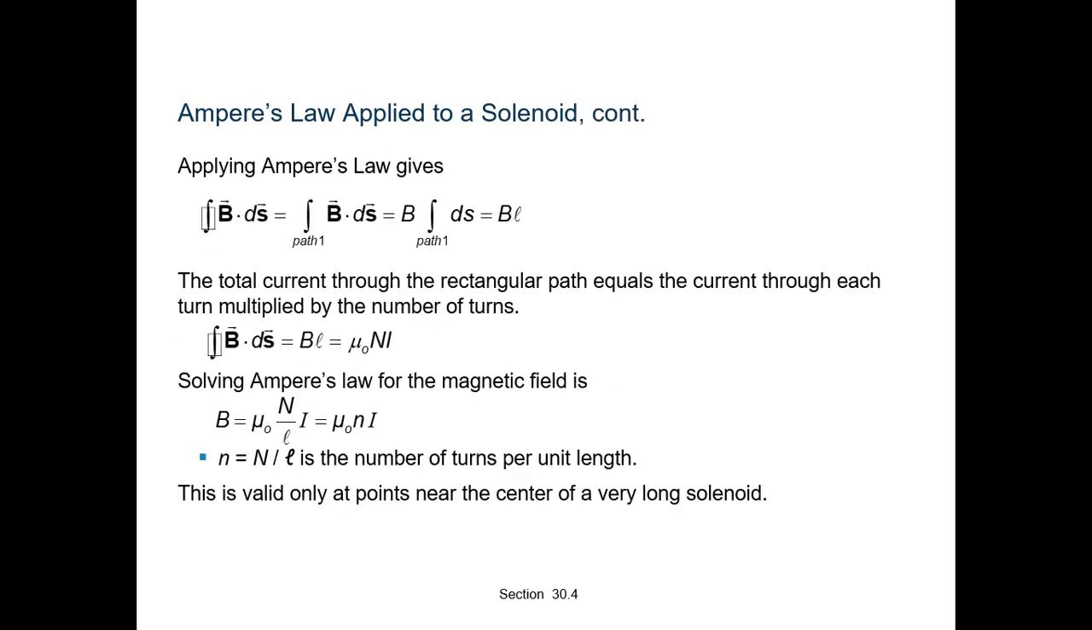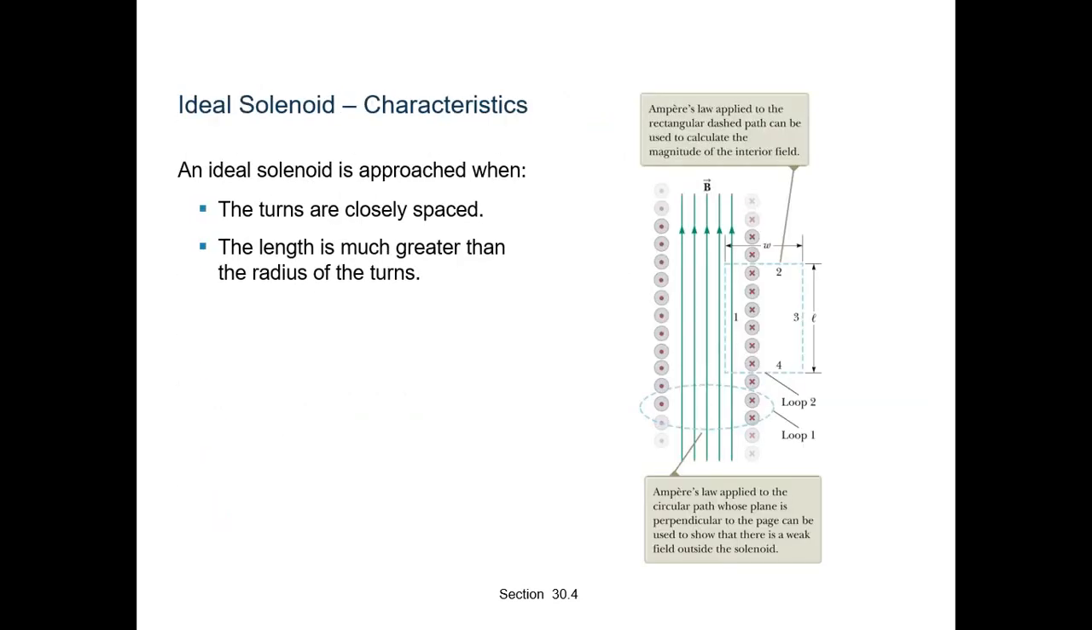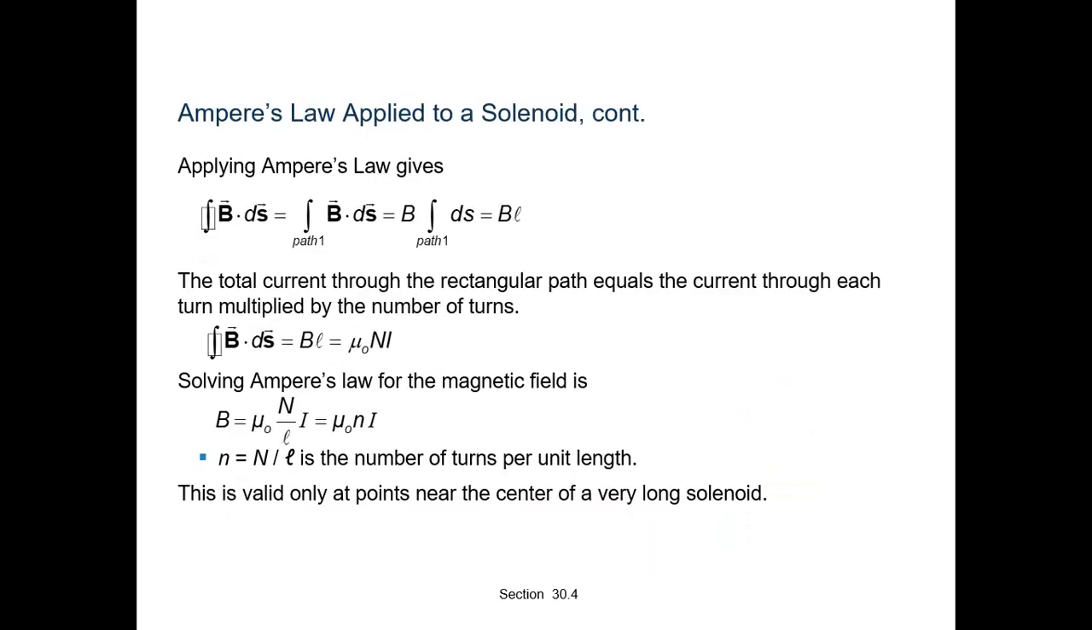Now applying Ampere's law, the integral of B·ds along path 1 equals B times L. L is the length that represents path 1. This is our path 1, and path 1 and path 2 are there. So the integral of B·ds equals B L.